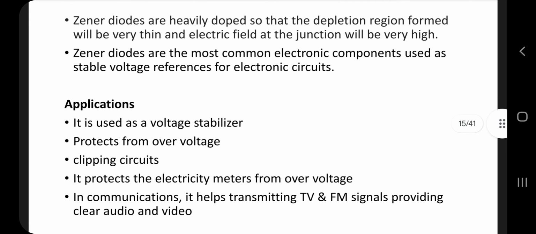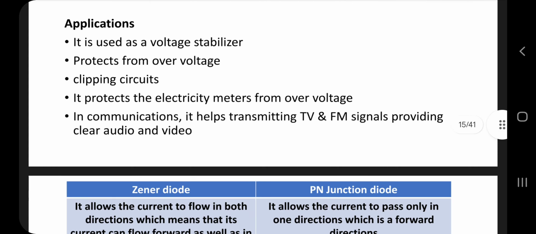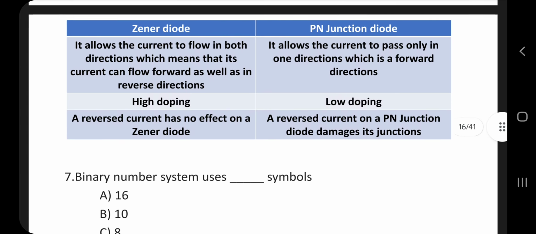Zener diodes are heavily doped so that the depletion region formed will be very thin and the electric field at the junction will be very high. Zener diodes are the most common electronic components used as stable voltage references for electronic circuits. Application: it is used as a voltage stabilizer, protects from over voltage, and in clipping circuits. It protects electricity meters from over voltage. In communication, it helps transmit television and FM signals, providing clear audio and video.